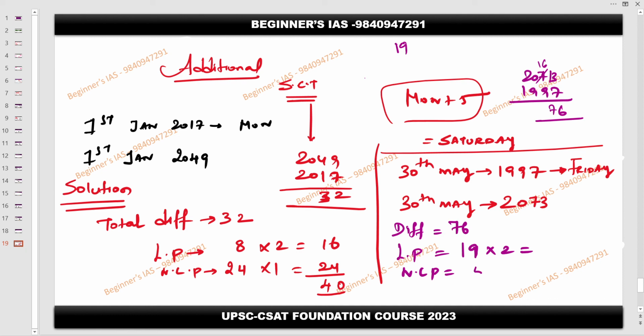57. 57 into 1, that is 57. Plus 38, that is 95. 95 means 91 will go, so 4 odd days. Sir, I'm getting Monday. Monday. Rashika, 95, then? 95 means 4 odd days only. Friday plus 4.